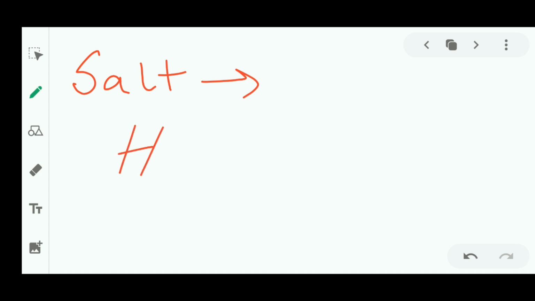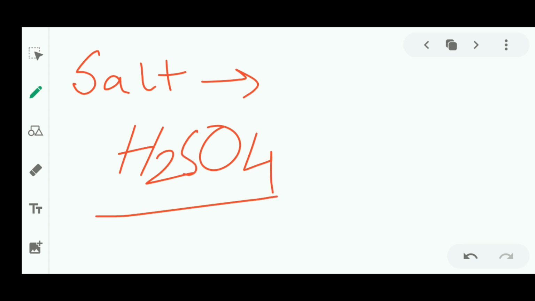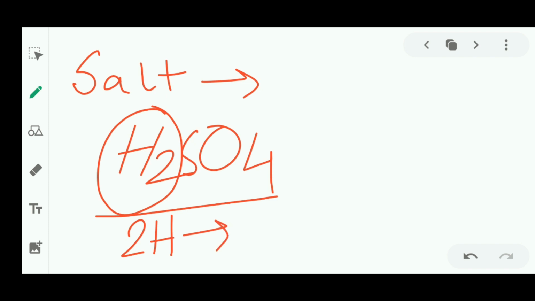Suppose H2SO4. H2SO4, this is an acid. So here how many hydrogens are there? Two hydrogen atoms are there. So if these two hydrogen atoms or one hydrogen atom is replaced by a metal or a cation, then different kinds of salts are produced. So different kinds of compounds are produced. These compounds are known as salt.